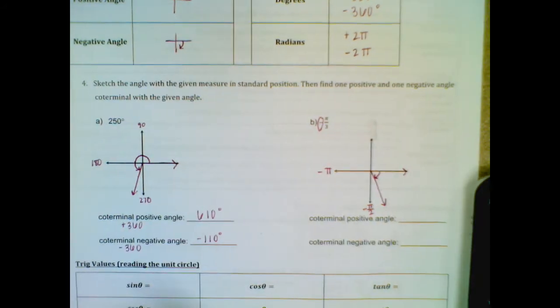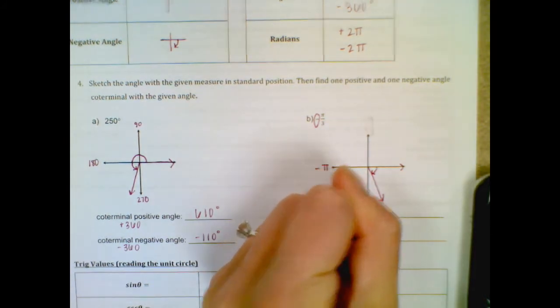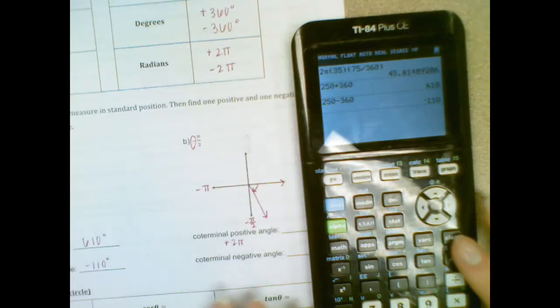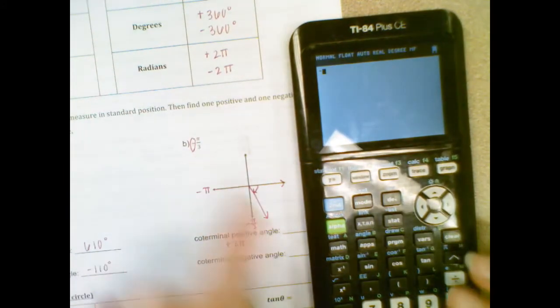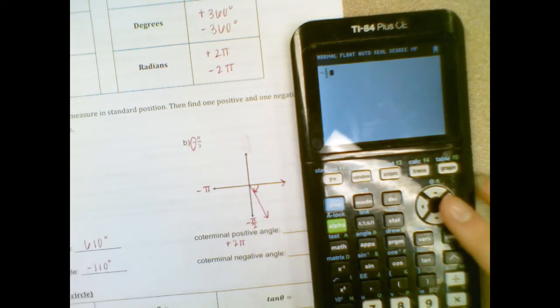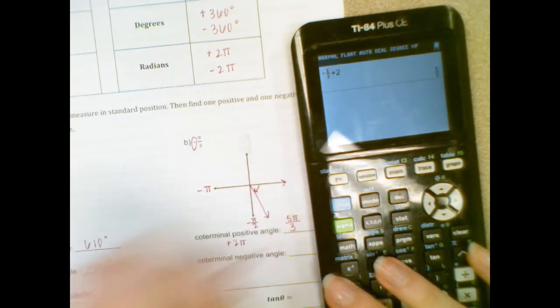Okay, and then for a positive angle, I'm going to add 2 pi to that. Now careful, when you type this in your calculator, you don't need to type in the pi's. Let me show you how you do that. So we have negative, think of this as 1/3. So negative 1/3 plus 2 equals 5/3. So this would be 5 pi over 3.